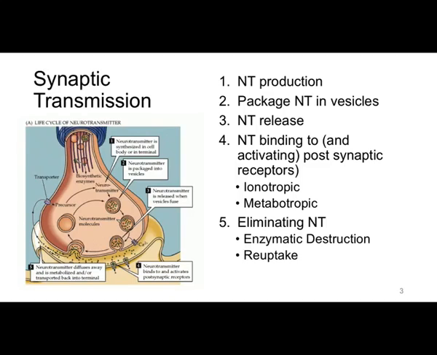It's important to eliminate neurotransmitter from the cleft to make sure that the message the postsynaptic cell receives is still relevant when it's receiving it, and also to prevent neurotoxicity or excitotoxicity. In general, there are 2 methods for getting rid of neurotransmitter. The first is enzymatic destruction, and the second is reuptake. We'll talk about each of these steps one at a time for each of the neurotransmitters. First, neurotransmitter production.